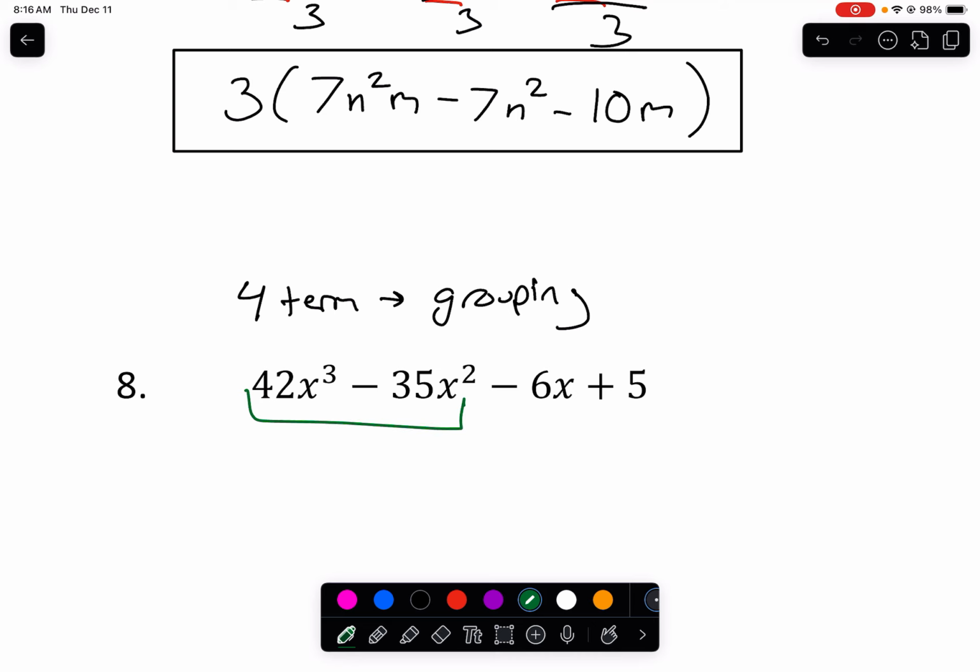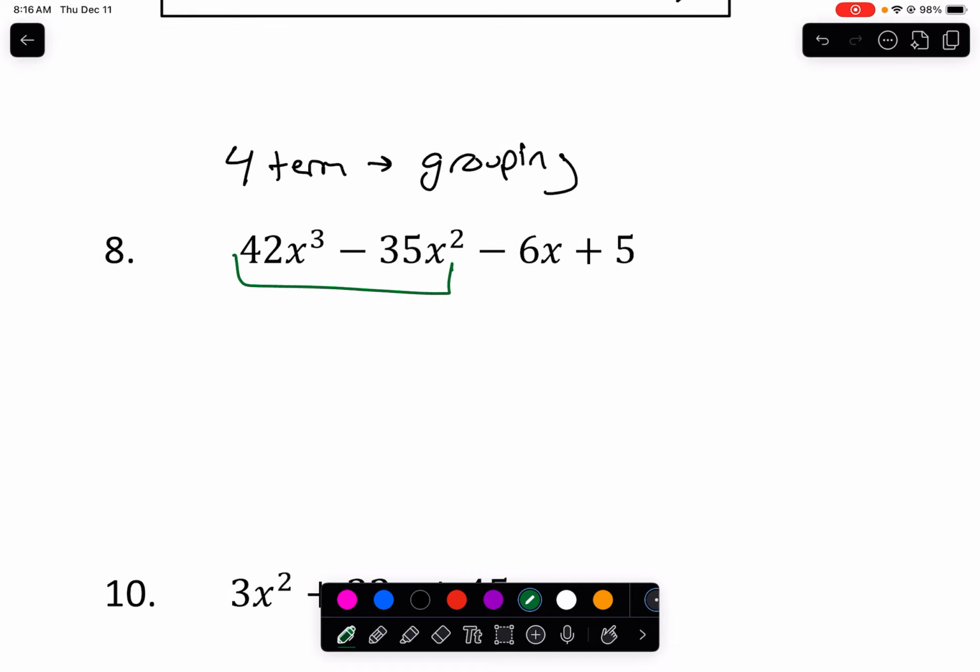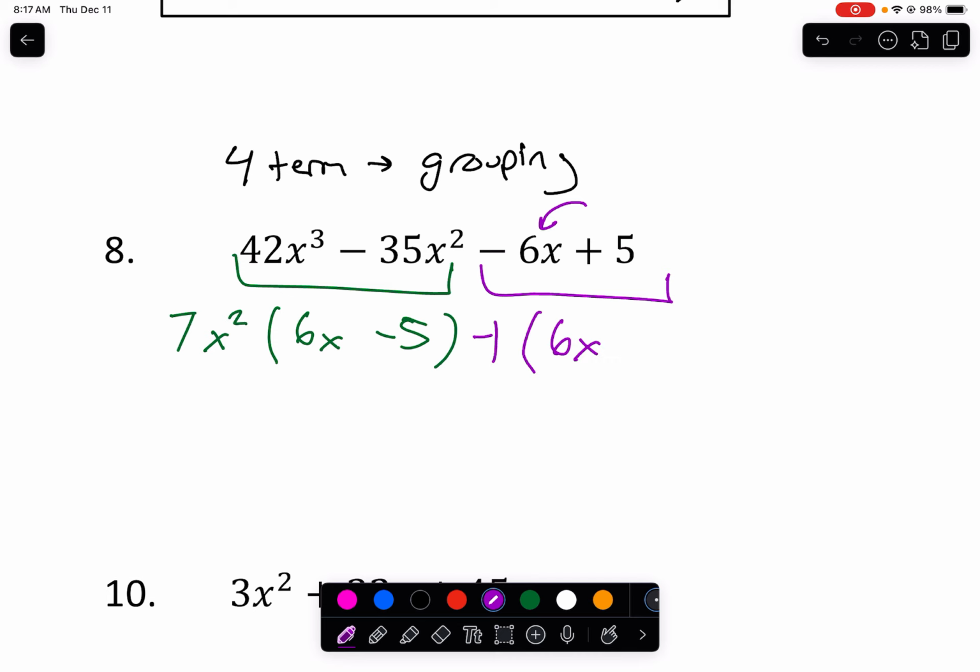So I guess actually first off, let's see, I don't have a GCF across the board. So I've got 42 and 35. So let's see, out of that, I can take a 7, right? So I'm going to take a 7x squared out, and I am left with a 6x minus 5. And then the second group here, I actually can't take anything out. However, my leading term is negative, so I'm going to take out a negative 1. And I end up with 6x minus 5.